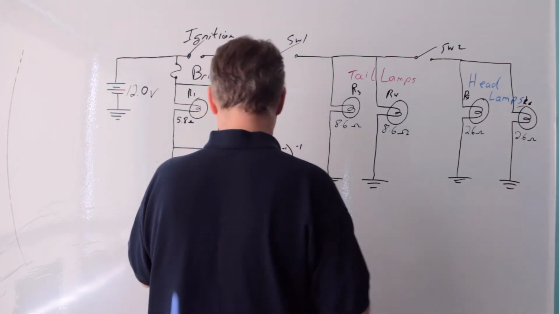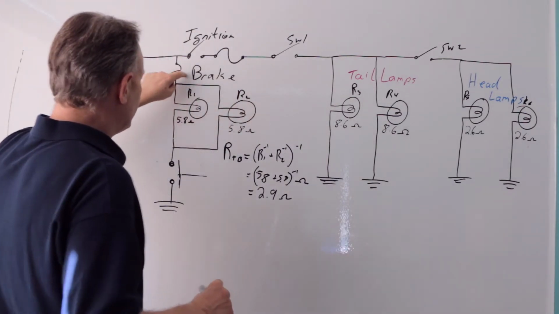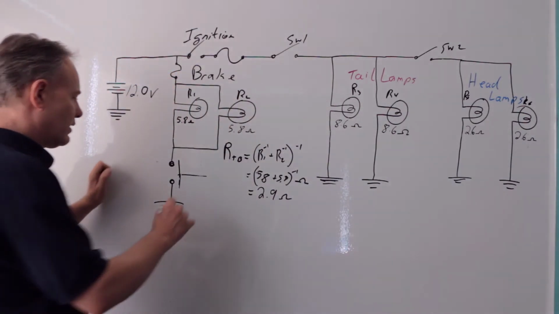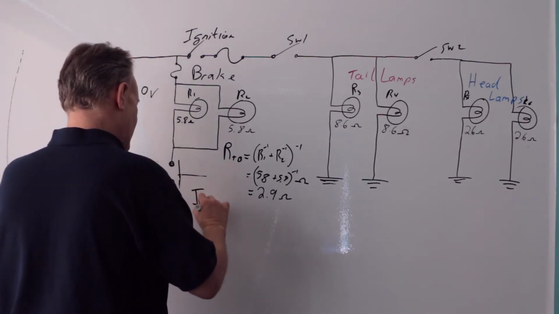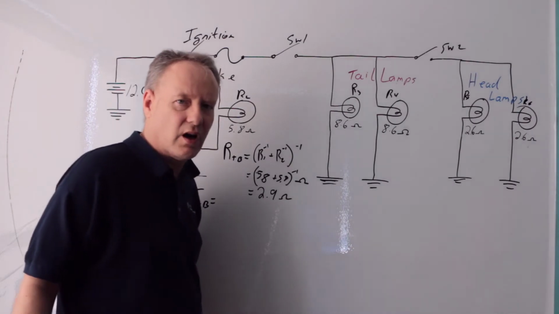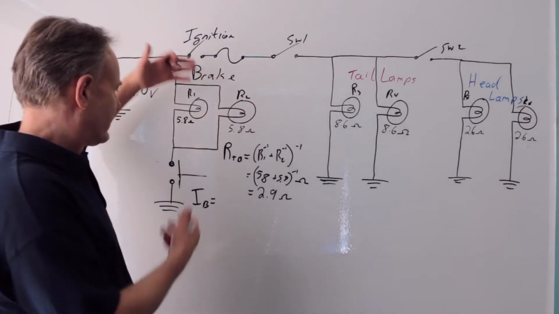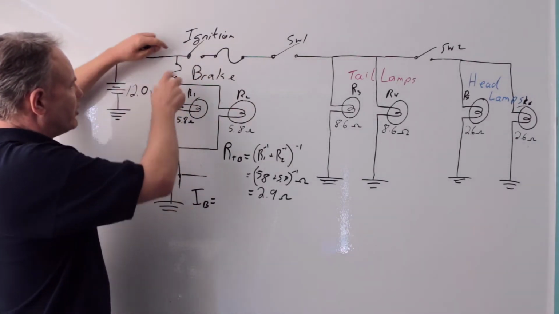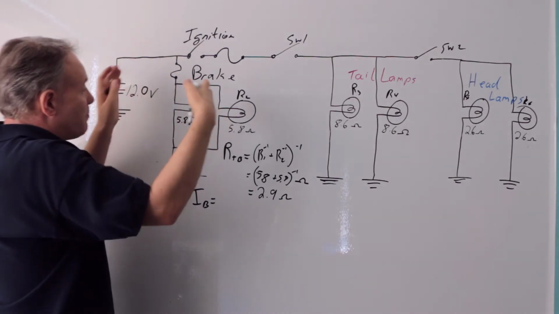2.9 ohms. Okay, good. So now I'm going to calculate the current that's being drawn here. So I'm going to say I brake lights. I'm just going to use Ohm's law. I is V over R. I mean, it's just Ohm's law. It's that simple. So the current that's going through here is being drawn by both of these.